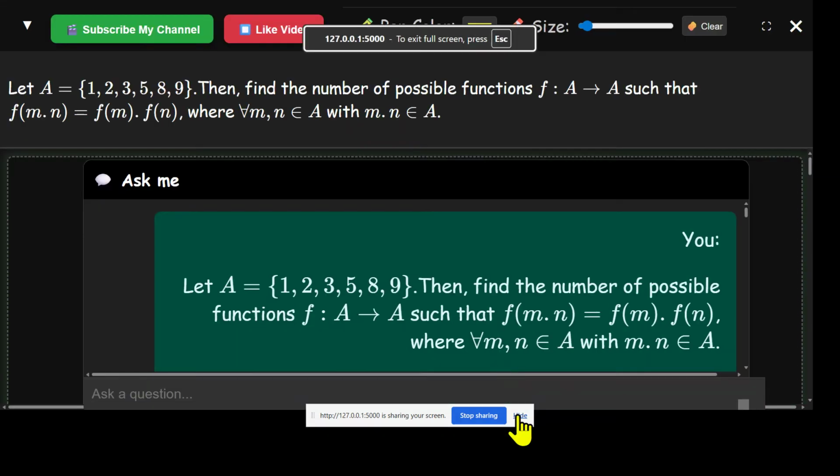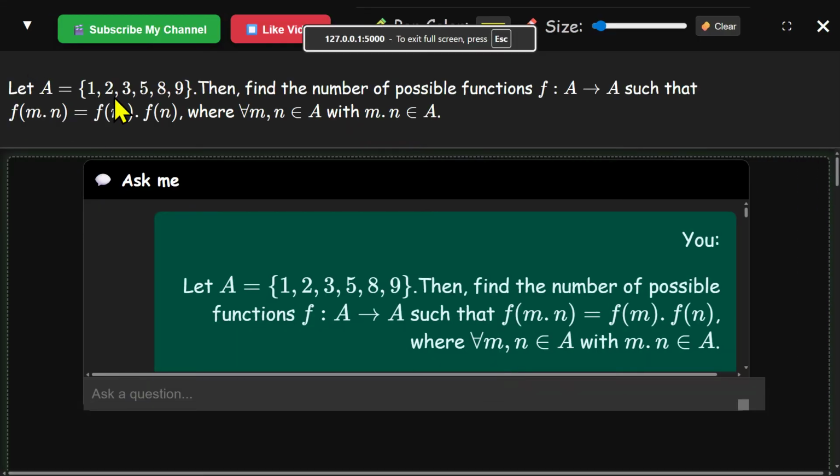अगले एग्जांपल में क्या करना है देखो, let A = {1, 2, 3, 5, 8, 9}, then find the number of possible functions f from A to A such that f(mn) = f(m) f(n), where m, n belong to A with m·n belongs to A.